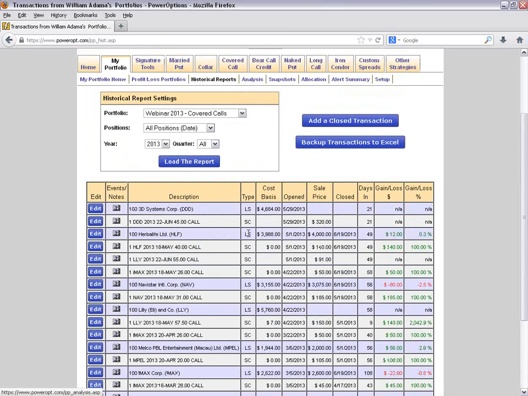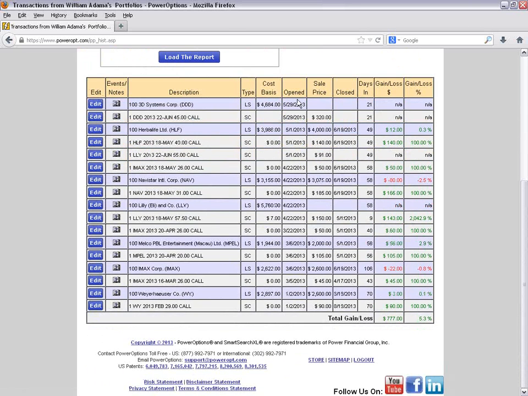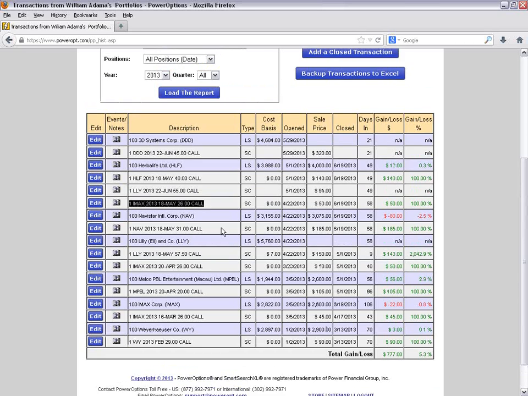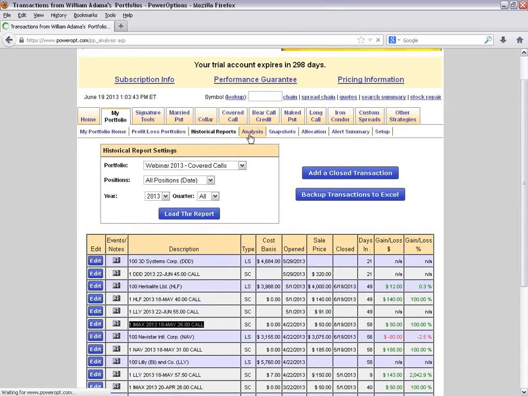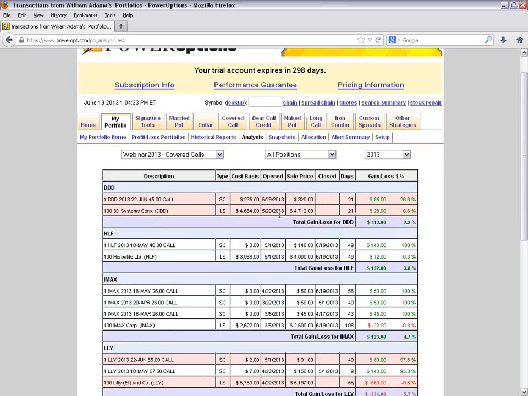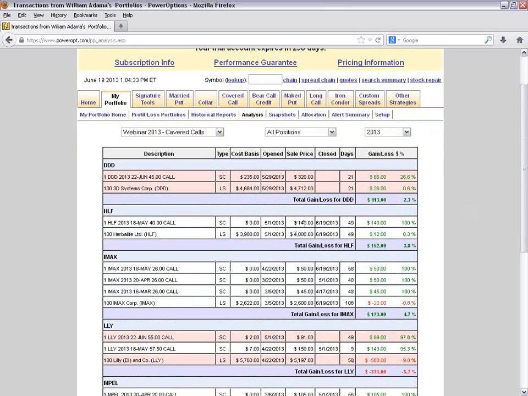But you see here that it's based on the entry date. So I have a short call in WY, and the stock. I have the IMAX position and stock here. Most of these are very simple. Here's another IMAX one. It's not linked with these. Here's Navistar. And then here's another IMAX call. So it's not linked together. It's linked by actual transaction date, not by stock. And that's why I personally prefer looking at the analysis view, because it shows me everything by stock.